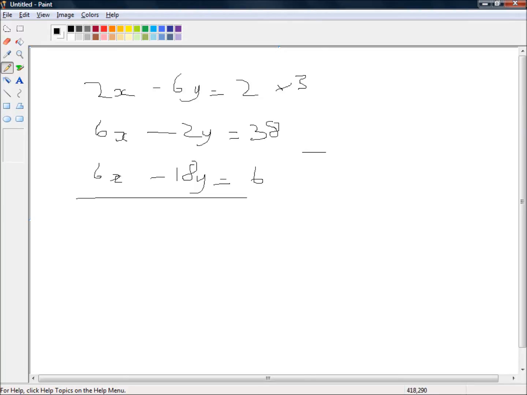And now I can subtract these two equations. 6x minus 6x is nothing, so that doesn't count. Negative 2y minus negative 18y is the same as negative 2y plus 18y, which is the same as 18y minus 2y, which is 16y. And that's equal to 38 minus 6, which is 32. Well, 32 is just double 16. 16 times 2 is 32, so y is equal to 2.